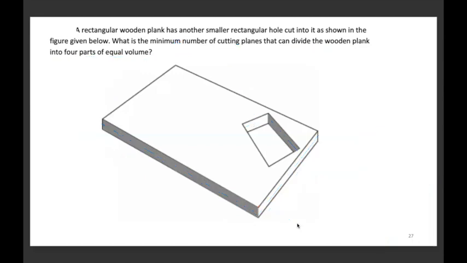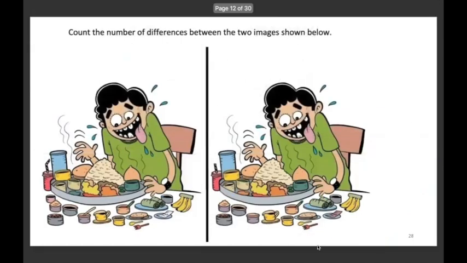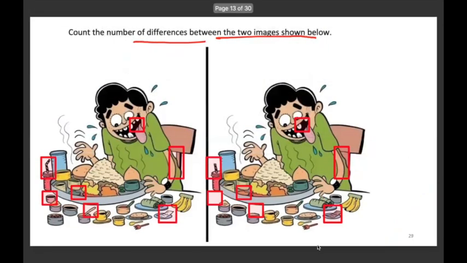We'll move to the next one. Count the number of differences between the 2 images as shown in the figure. We're given 2 images here. We have to find the total number of differences. Okay, let's do this now. These are all the 7 differences. The missing tooth here, the straw here, this is the tooth, this is the straw, this is the bowl that is missing.